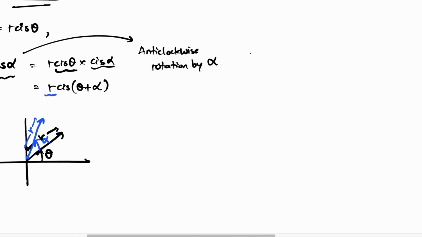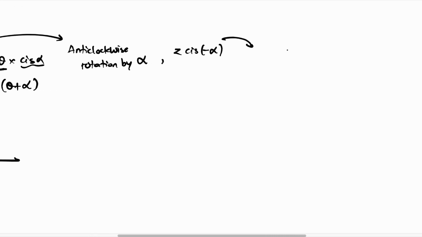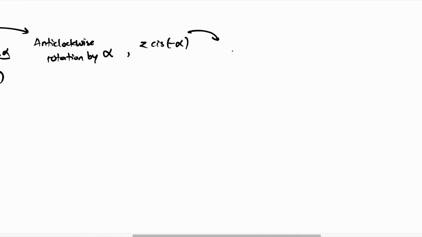Similarly, if I'm multiplying z with cis of minus alpha, the effect is similar, but it'll rotate the other side, or basically in the clockwise direction. So this is clockwise rotation by angle alpha.